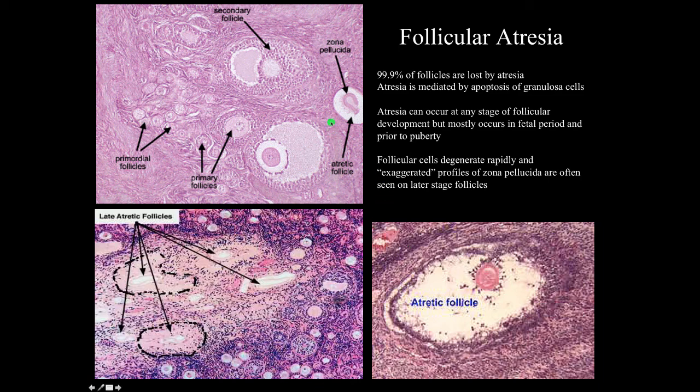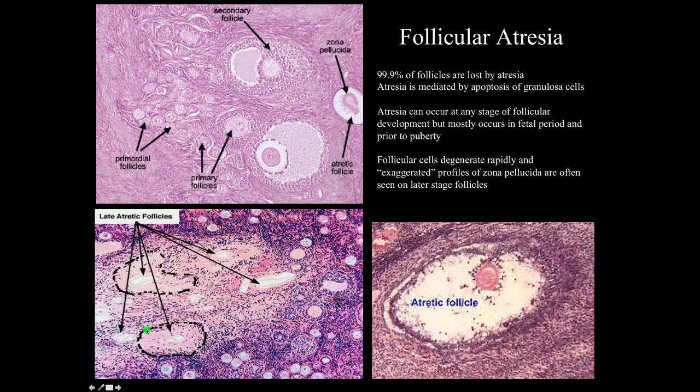So here's an example of an atretic follicle, and you can see this remnant that's exaggerated of the zona pellucida. Here is a normal secondary follicle, and here's an atretic secondary follicle. Look how you see far fewer of the granulosa cells. These cells have just broken down and degenerated, very common in the later stages of follicular atresia. Here's some more examples of follicular atresia. You can see the exaggerated profiles of the zona pellucida.